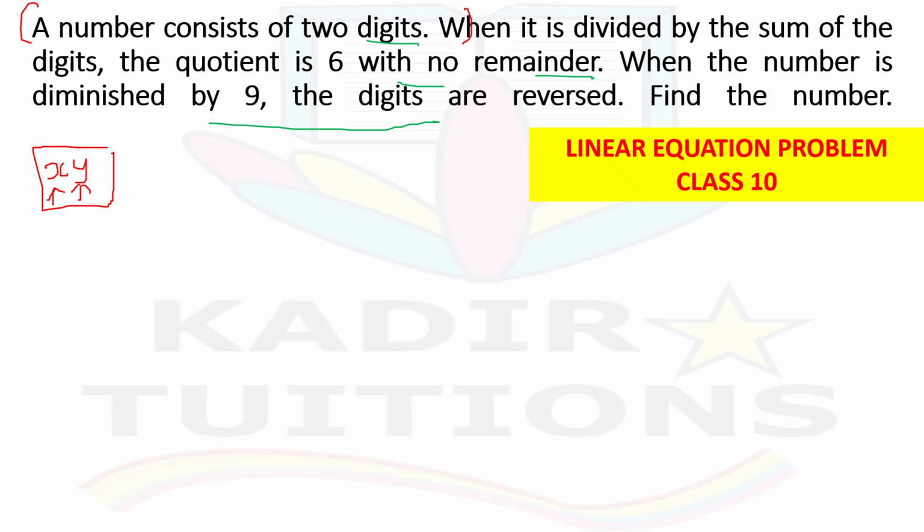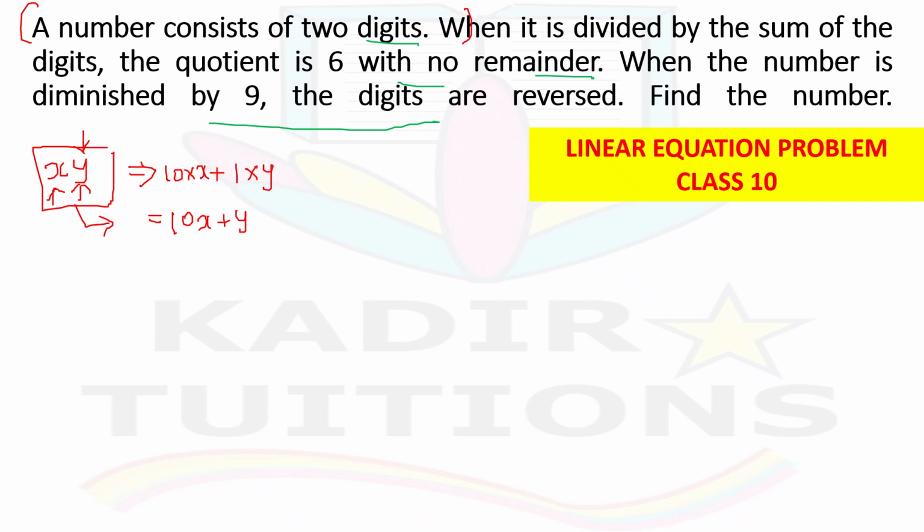So as a value, how can I write this? y is in the ones place, so 1 into y, and x is in the tens place, so I need to write 10 into x. So what is the value of this particular two-digit number? It is 10x plus y.